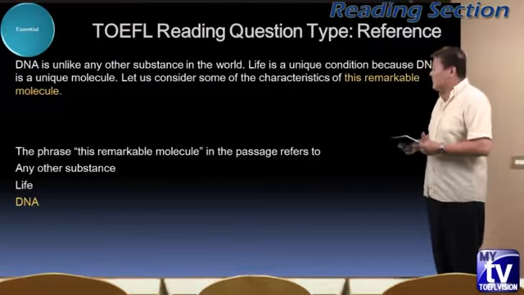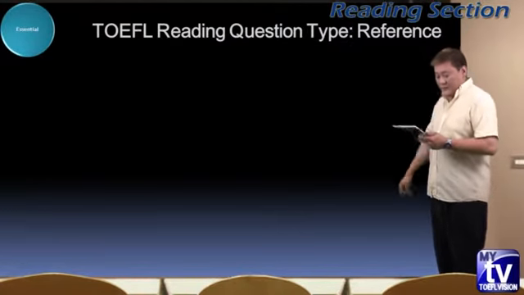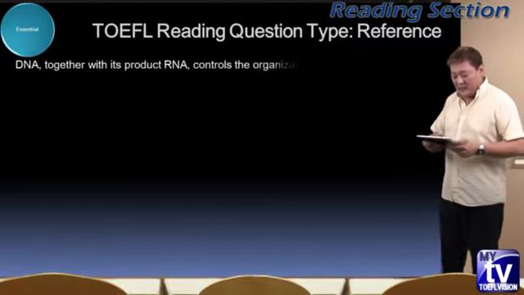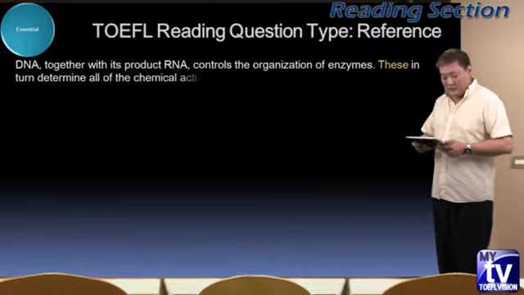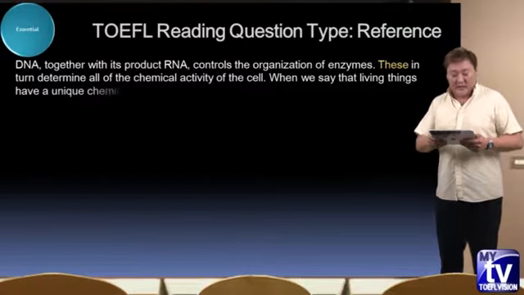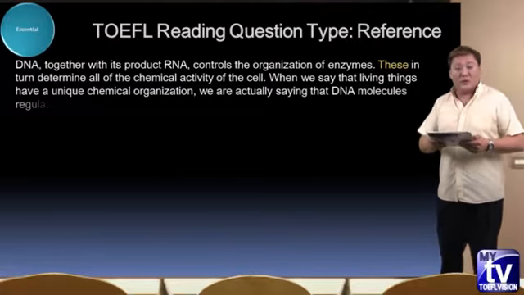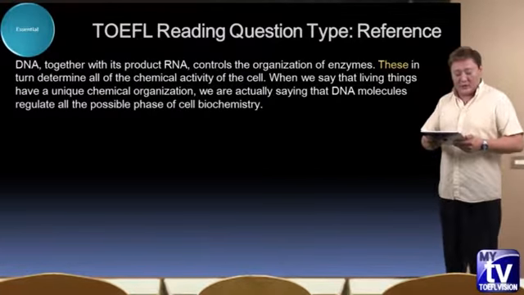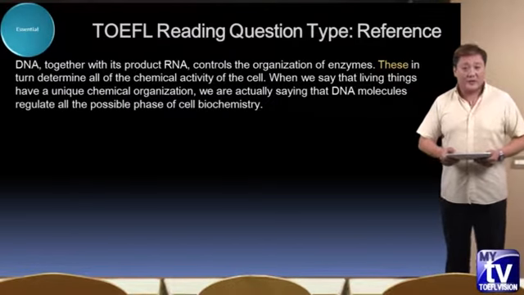Let's look at another one. Here we go. We're going to talk about DNA continued. Let's read it together. DNA, together with a product, RNA, controls the organism's enzymes. These, in turn, determine all the chemical activity of the cell. When we are saying living things have a unique chemical organization, we are actually saying that the DNA molecules regulate all the possible phases of cell biochemistry.